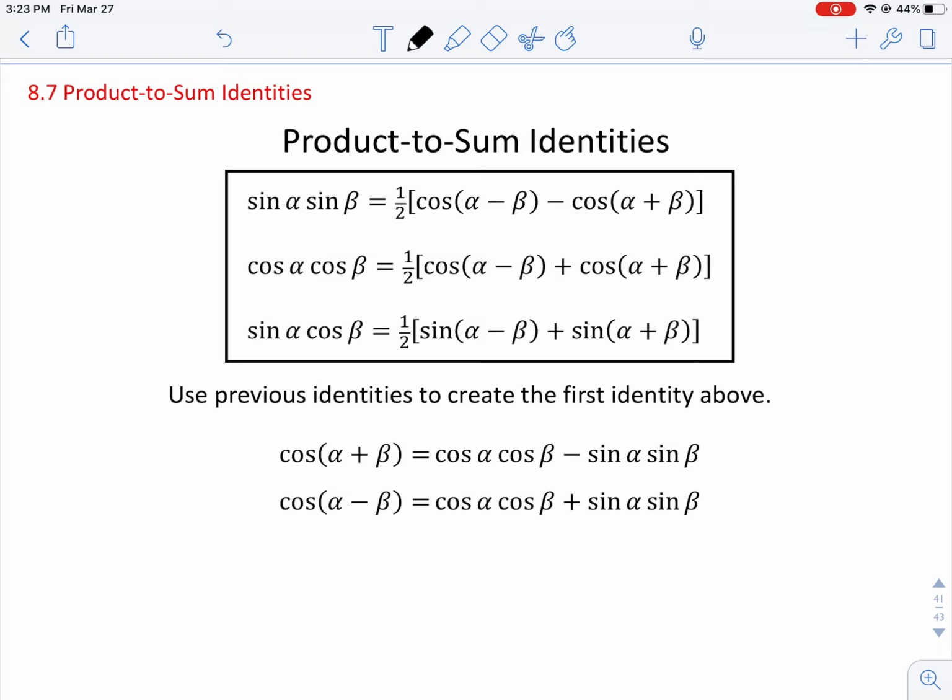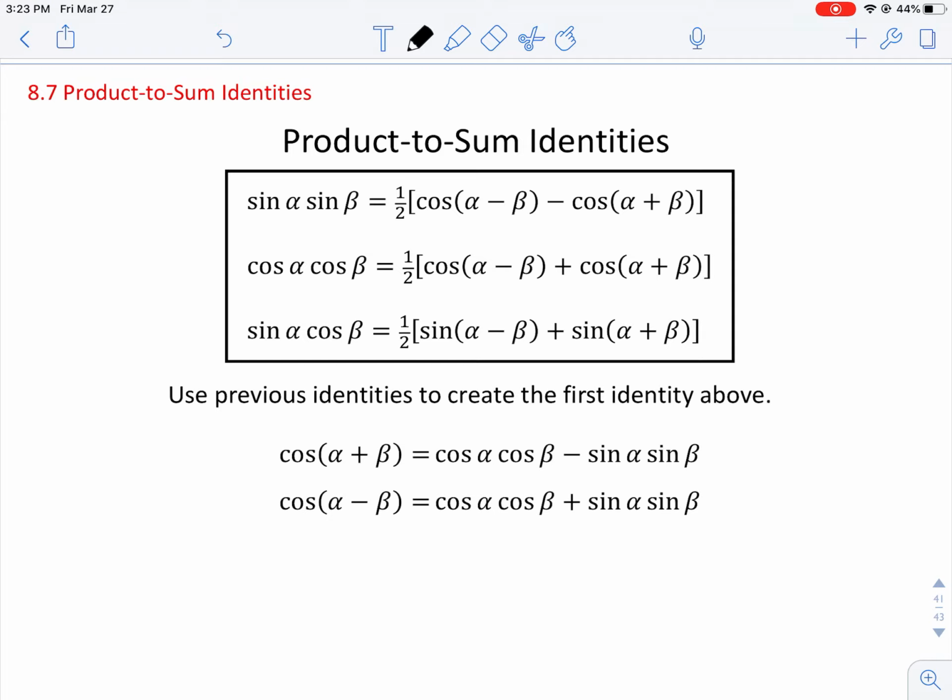Product to sum identities. There's 3 identities here in the box that prove useful from time to time. These are not amongst the identities I'm going to ask you to memorize though, but you could be responsible for knowing how to create them using previous identities. For example, I'm going to create the first identity you see here, so this one right here.